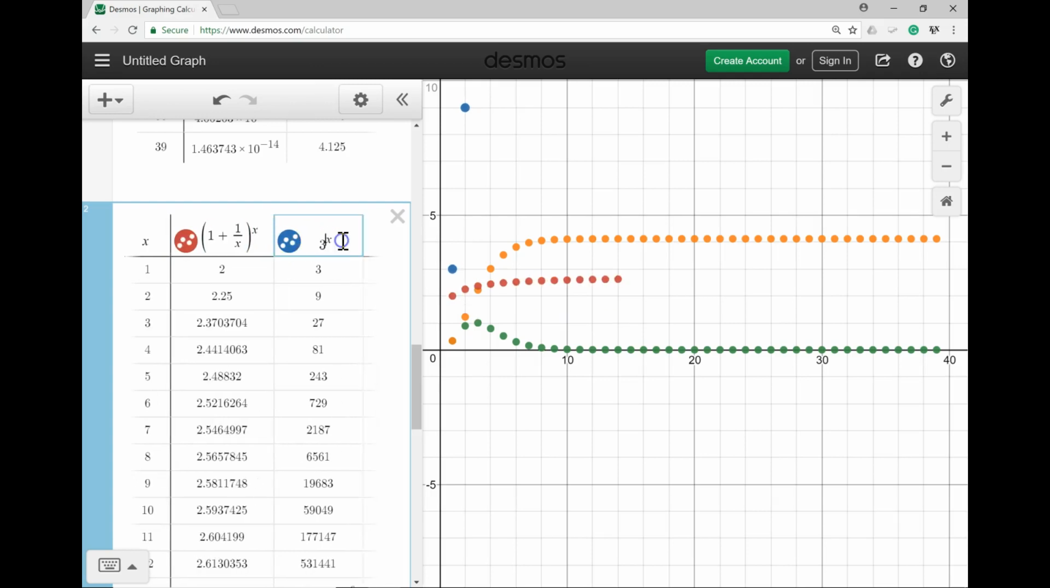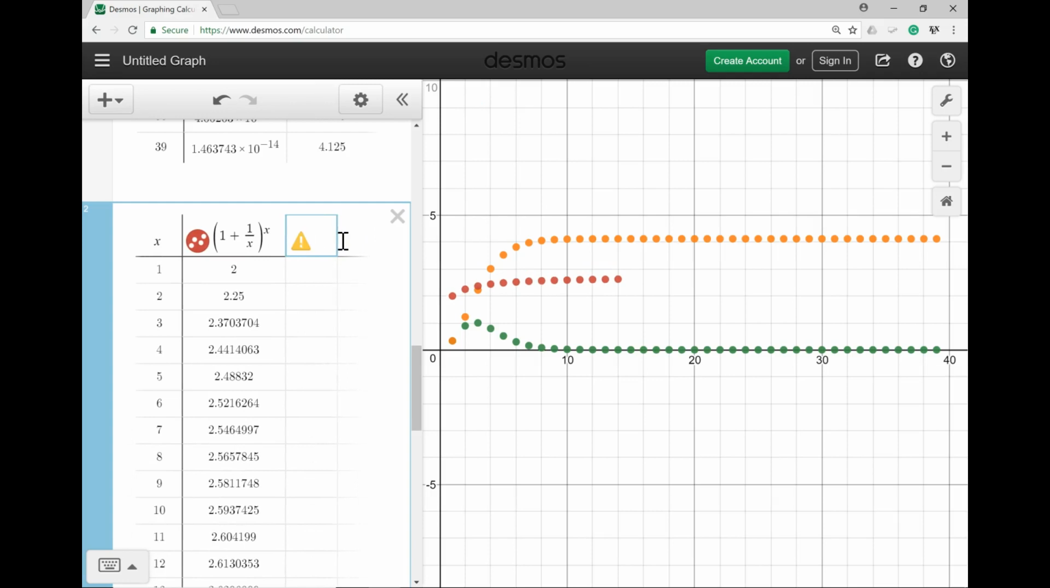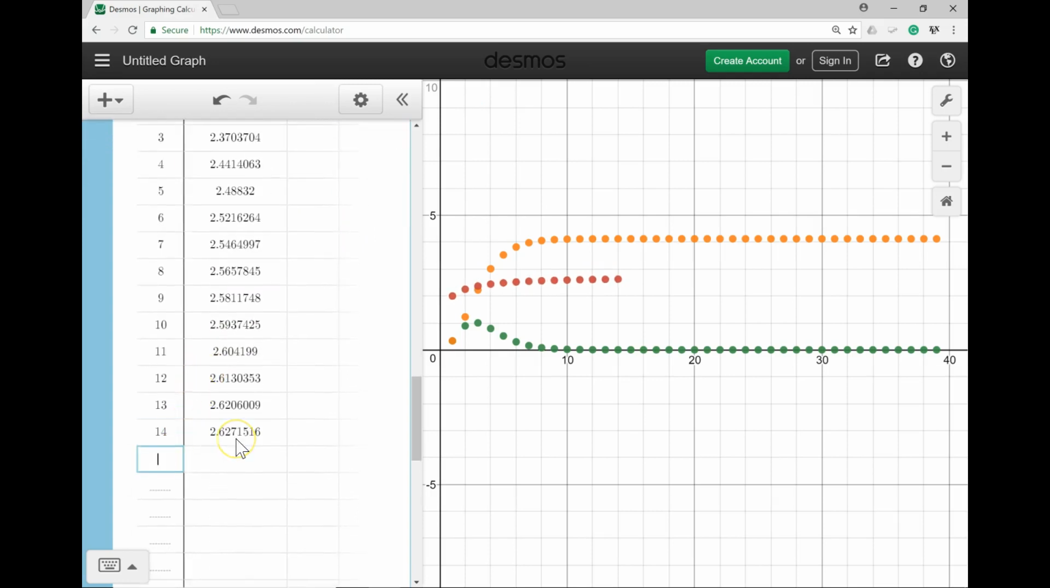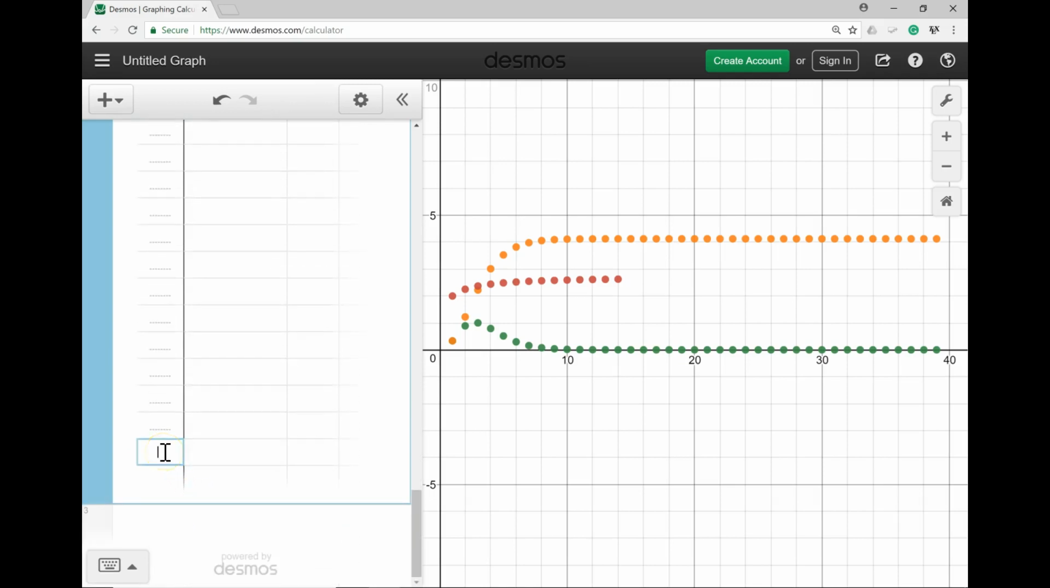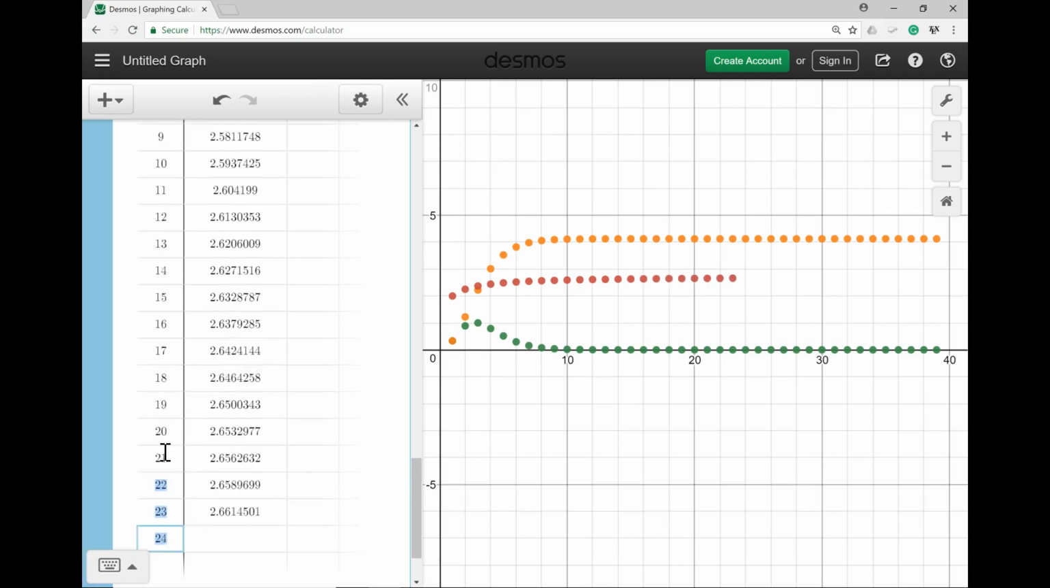And I'm going to get rid of this column because we really don't need it. Okay, and then we'll see as we put in larger x values. Get rid of these. I wonder if I should have just done a blank screen, but oh, there we go. Okay, so looking at larger values of x.